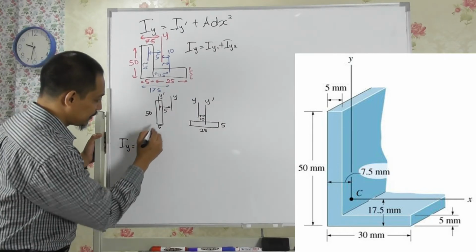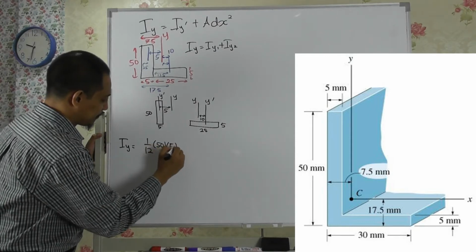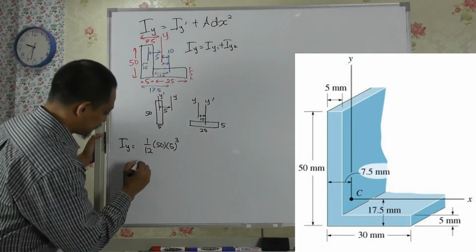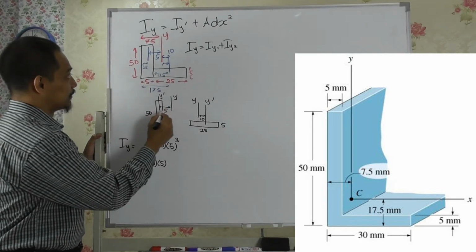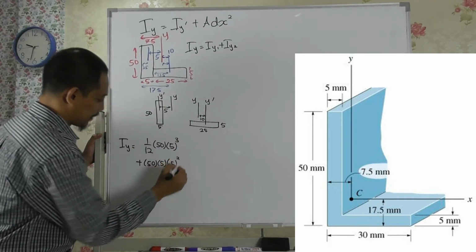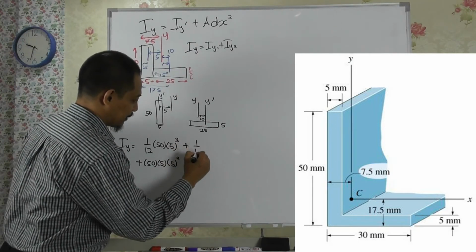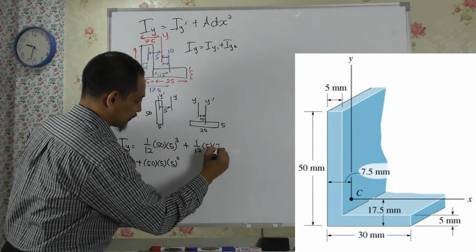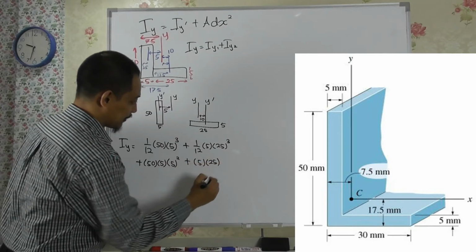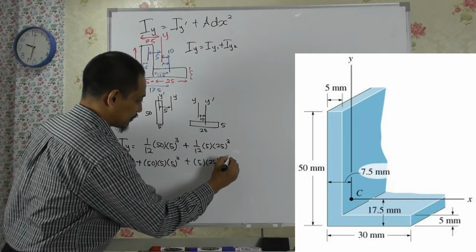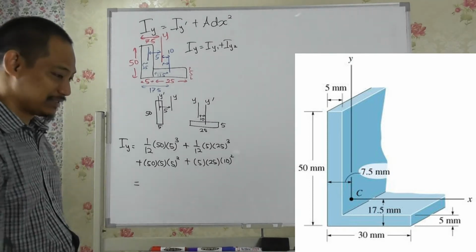So now here you have 1 over 12, and then you have 50, and then you have 5 cube, right? And then plus A the area, 50 times 5, and then the distance here, which is 5, and then you have square there, right? Because the equation has a square. Plus for this one 1 over 12, and then you have 5, and then you have 25 cube, and then plus 5 times 25, and then you have the distance there 10, so 10 square. And then you can get the answer straight away there.